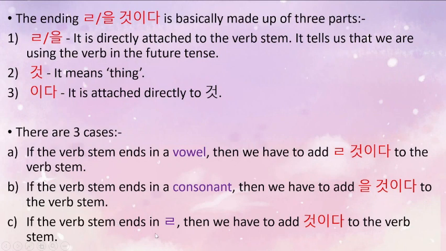Okay, now there is a third case. ये slightly different concept है, हमने past और present tense में जो पढ़ा था उससे. Okay, so remember this. If the verb stem ends in ㄹ, अगर हमारा verb stem जो है वो ㄹ से end हो रहा है, then you have to add 것이다 to the verb stem. Okay, already हमारा verb stem ㄹ से end हो रहा है तो हमें एक extra ㄹ attach करने की ज़रूरत नहीं है. डायरेक्ट आपको क्या अटैच करना है?